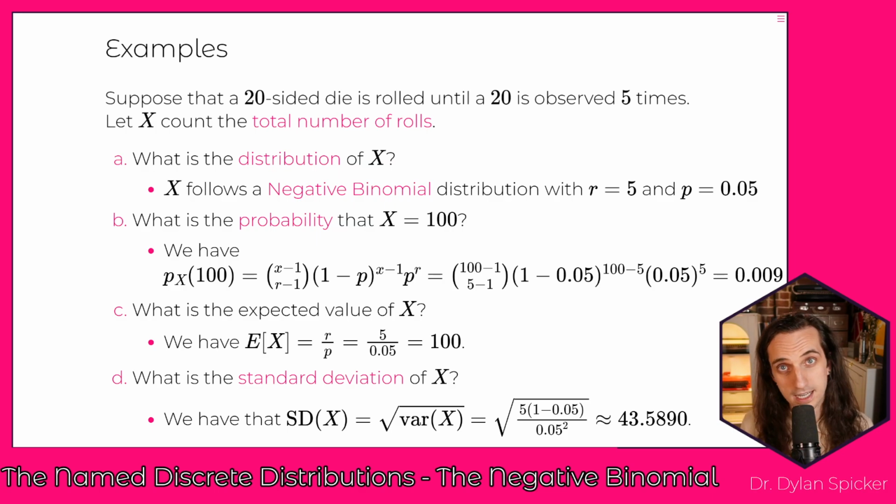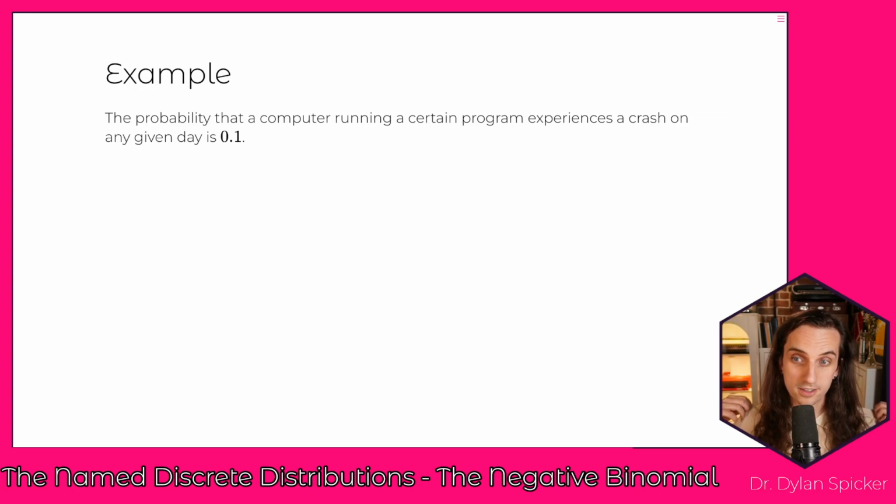Okay, so in this case, we have a random variable that's counting the total number of trials that are required until we see 5 successes. That's going to be negative binomial. Let's look at another example here.